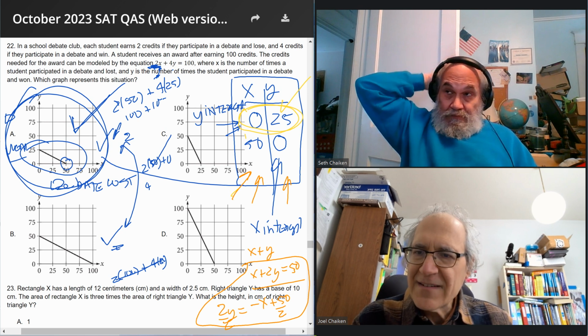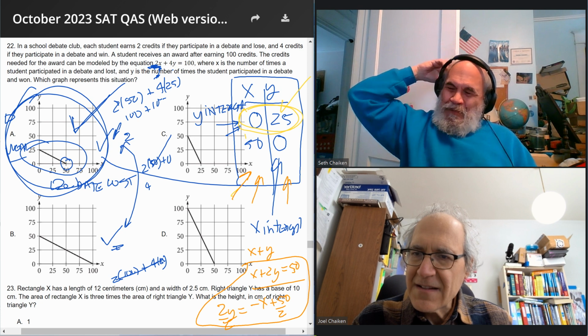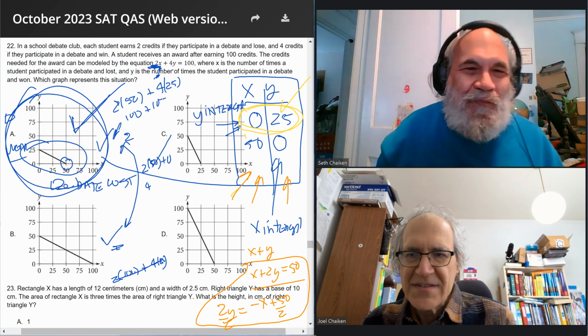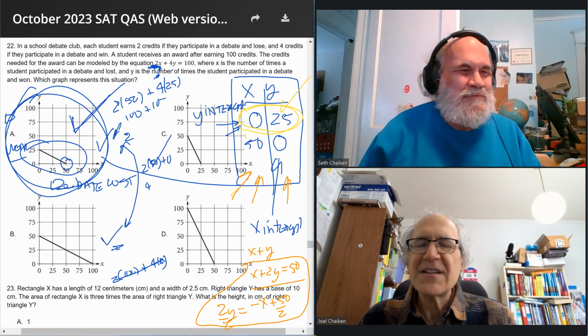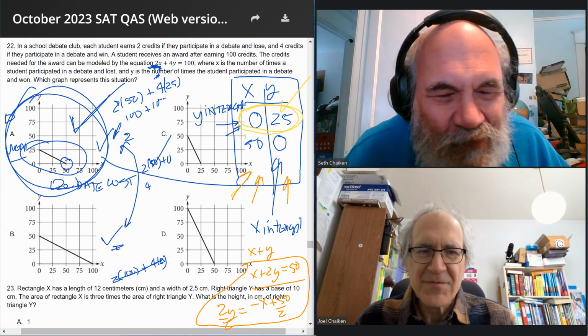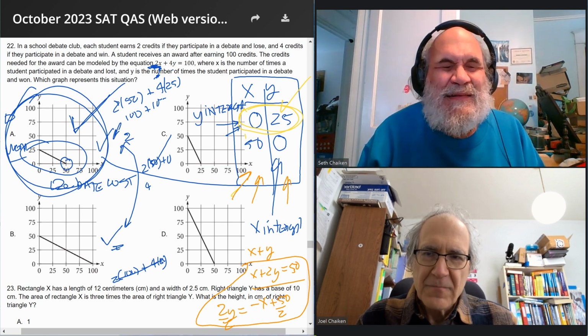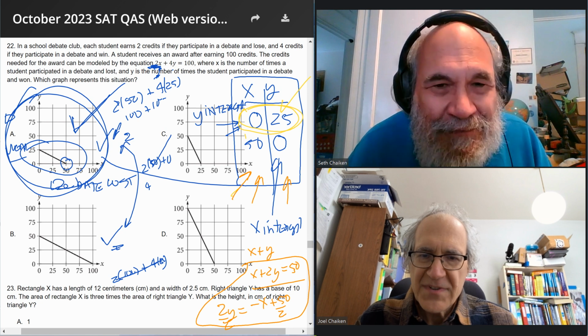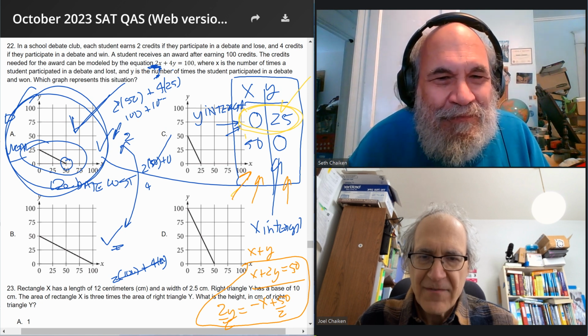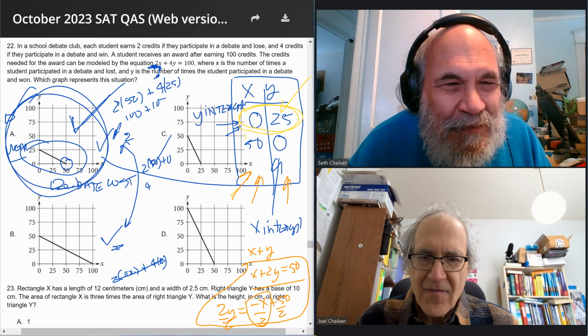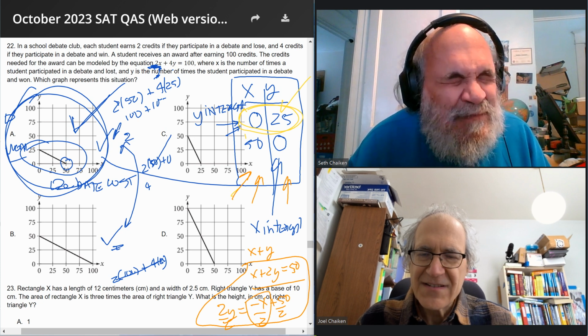Again, they were very nice that they made only one graph have an intercept of 25. Then you would see that here the slope is negative a half. So that's consistent with A.